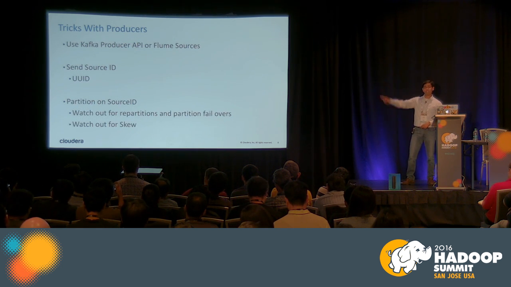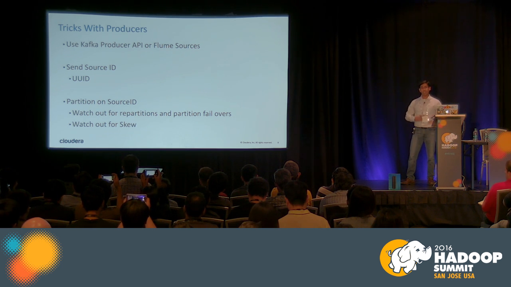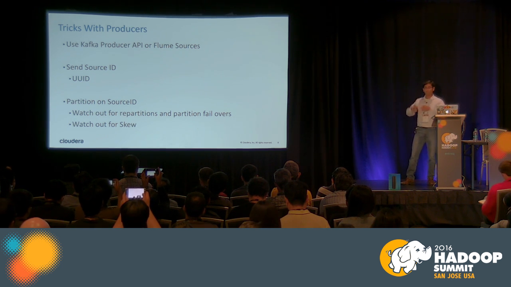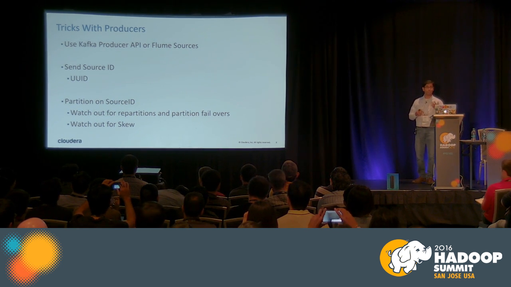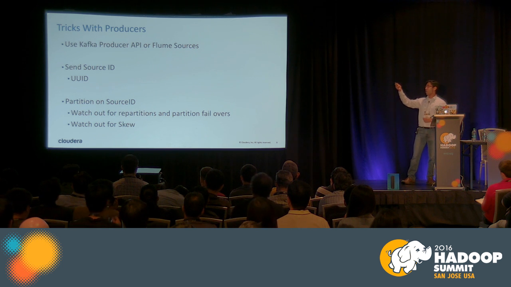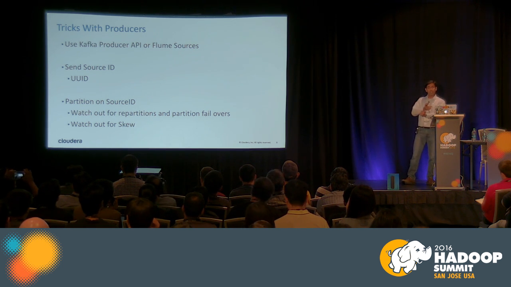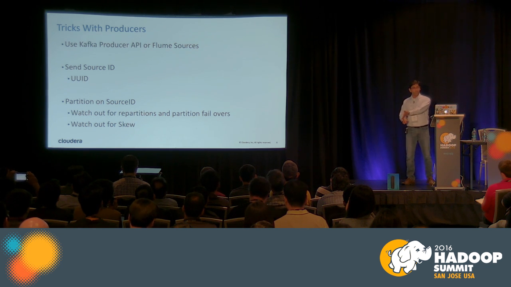Now, from the destinations, I'm going to jump all the way to the beginning. Let's talk about producers, because once we're done with the destinations and producers, we'll spend a lot more time talking about the stream processing engines, which is the meat of the talk. So, tricks with producers. Producers write data to Kafka, right? Clearly, you can have a system that uses Kafka's producer API to write the data into Kafka.